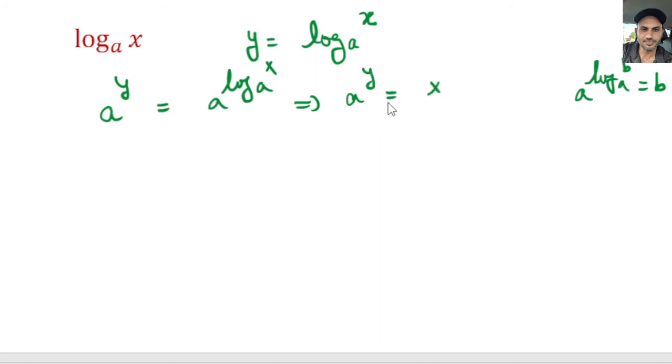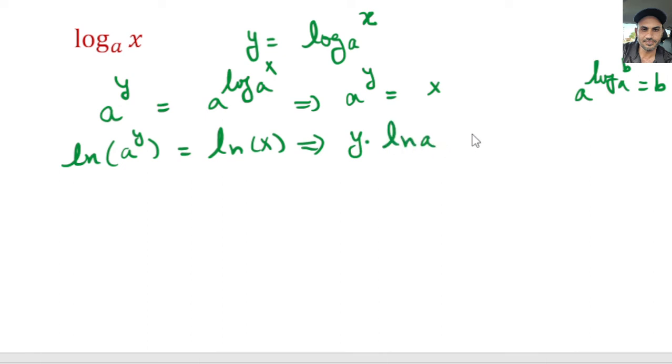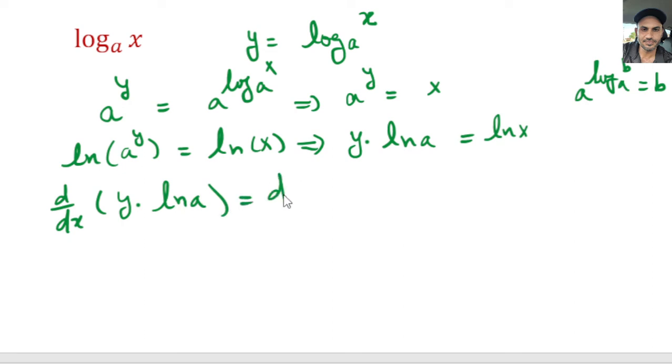Once we do this, I'm going to take the natural log on both sides. So we get natural log of a to the y equals natural log of x. Now we have natural log of a to the y. So y is the exponent. We can bring it to the front, so it's y times ln of a equals ln of x. Now I take the derivative on both sides, so we get d over dx of y times ln of a equals d over dx of ln of x.